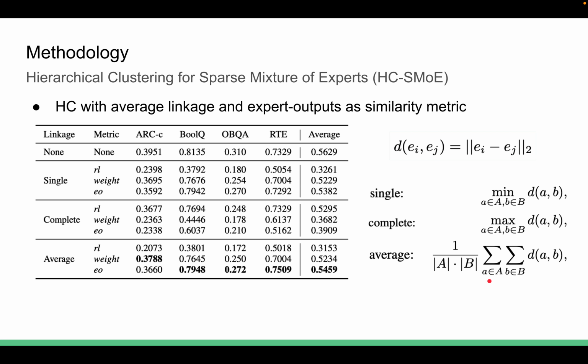There are many ways to define the cluster distance in HC, as well as the metric used to compute this distance. Here, we did a simple experiment to check all the combinations. D means the Euclidean distance between expert i and j, and the small e may represent the router logits, the weight parameters, or the output of the corresponding expert. We found out that the combination of using expert output and average linkage will give us the best performance.